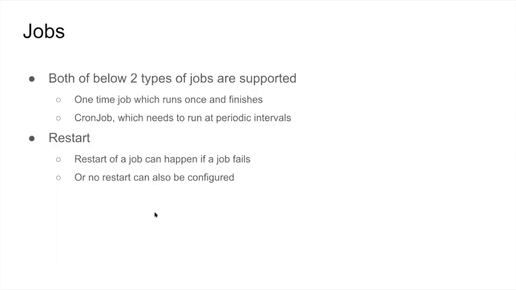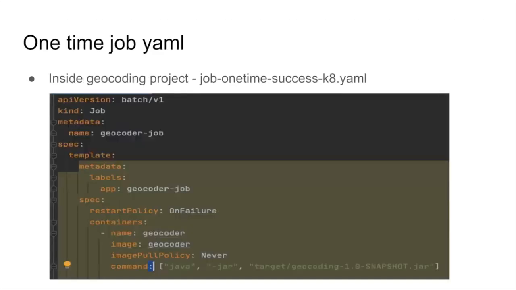Now, as I said, there are two types of jobs. A one-time job which runs once and finishes and then never runs again. Second is a cron job, which needs to run at periodic intervals. So both are supported by the Kubernetes job resource. You can restart the job if it has failed, or you can configure it to not restart also. And we'll see one example of that.